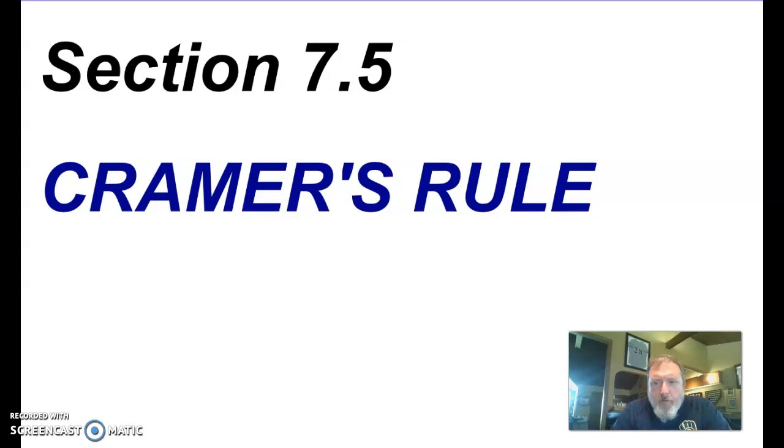All right, welcome to the last section of Unit 7, Section 7.5, Cramer's Rule. Cramer's Rule is an alternative way to solve for variables if you have a system of two equations, x and y, or if you have three equations, three variables, x, y, and z. It focuses on using determinants, so we'll show you the ins and outs of that today.